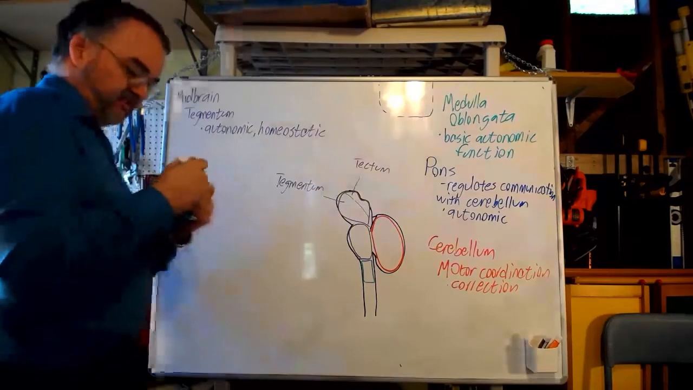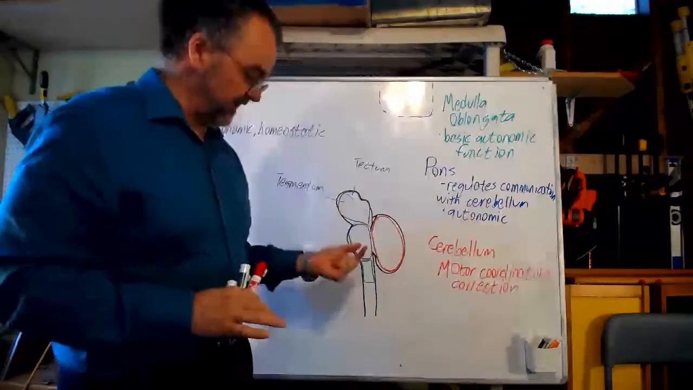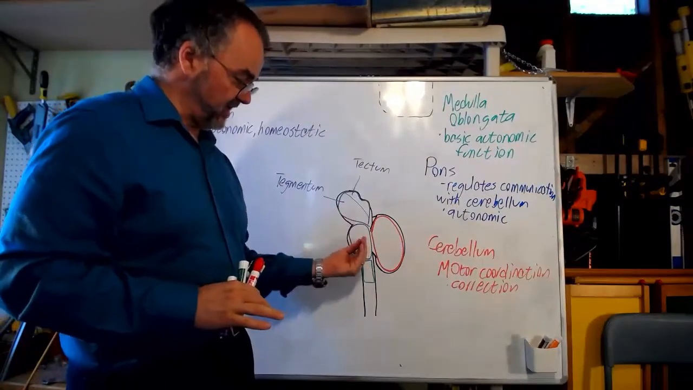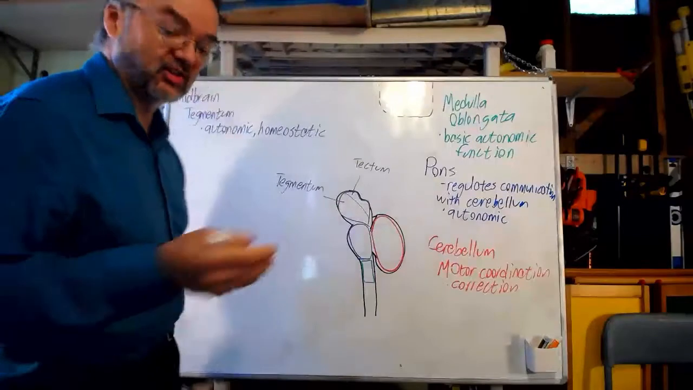One interesting thing that happens in the tegmentum is that, depending on what source you read, either starting here or starting here, we have this upward going system of connections called the reticular activating system.